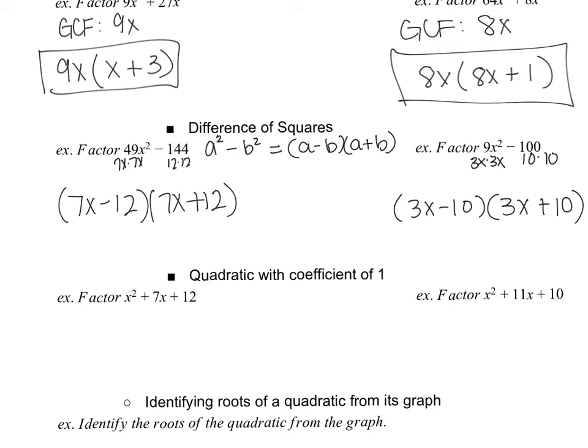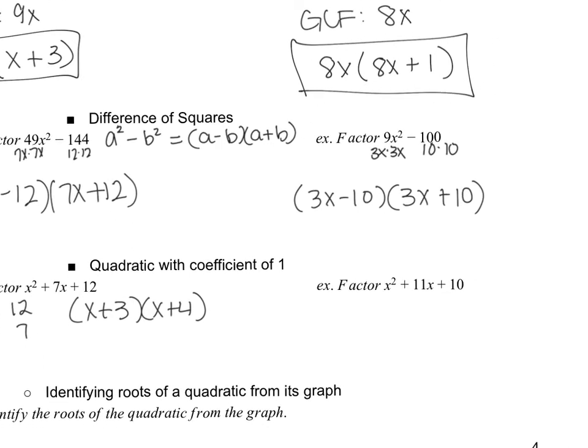The last thing we're going to do with factoring is factor a quadratic with a coefficient of 1. So our first example, x squared plus 7x plus 12. When we're factoring, we want to figure out what numbers multiply to 12, but add to 7. If I start going through the multiples of 12, 1 times 12 is 12, but they add to 13. 2 times 6, which adds to 8. And then we end up with 3 times 4. So I have x plus 3, x plus 4.